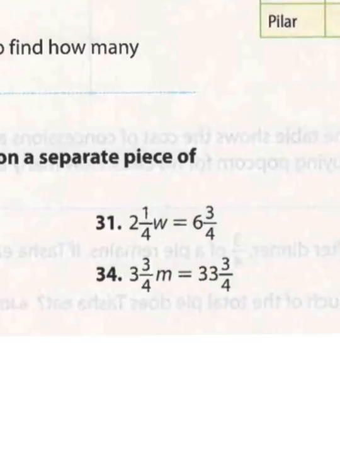So on this one, we're doing the same thing. We're going to turn this into an improper fraction first. So I'm going to multiply these numbers first, right? So 4 times 2 equals 8. And then I'm going to keep going and add that top number. So I have 8 plus 1, which is 8 over, keep the denominator the same, which is 4.